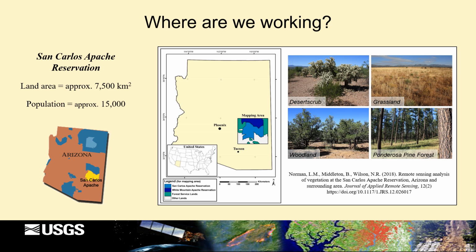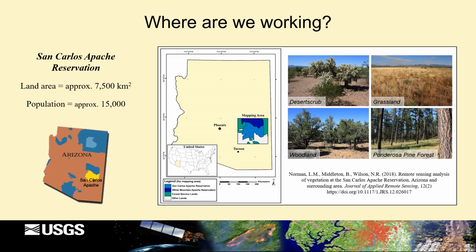Both projects that I'll discuss today take place on the San Carlos Apache Reservation, located in east central Arizona. The reservation is located roughly 100 miles east of Phoenix and northeast of Tucson, Arizona. The reservation has a land area of approximately 7,500 square kilometers and a population of roughly 15,000. With this land area and population, there's a fairly large amount of open land. Additionally, it's home to a very diverse and dynamic landscape.